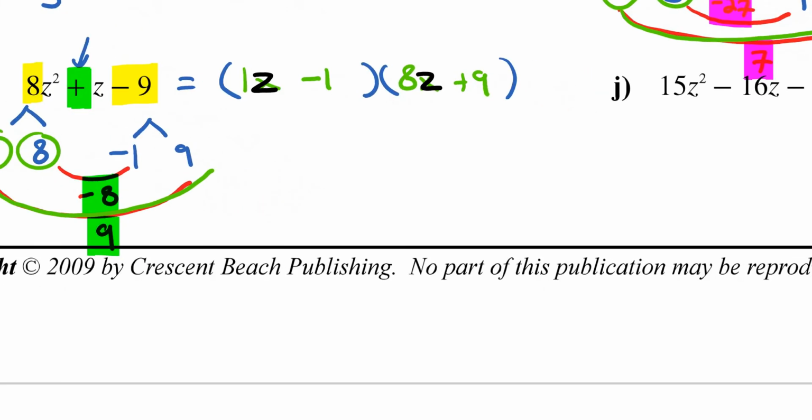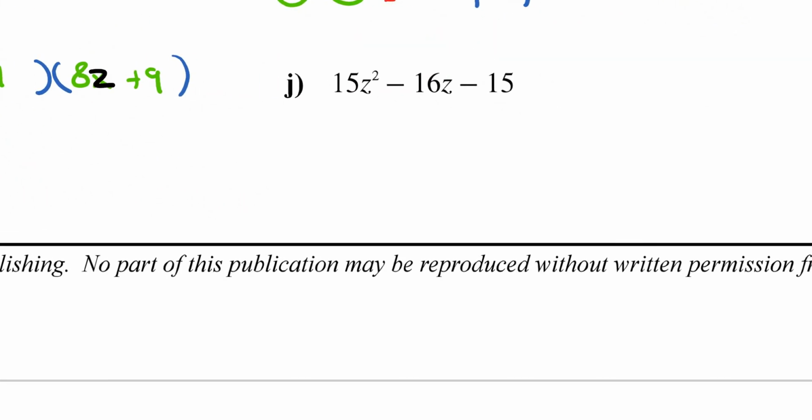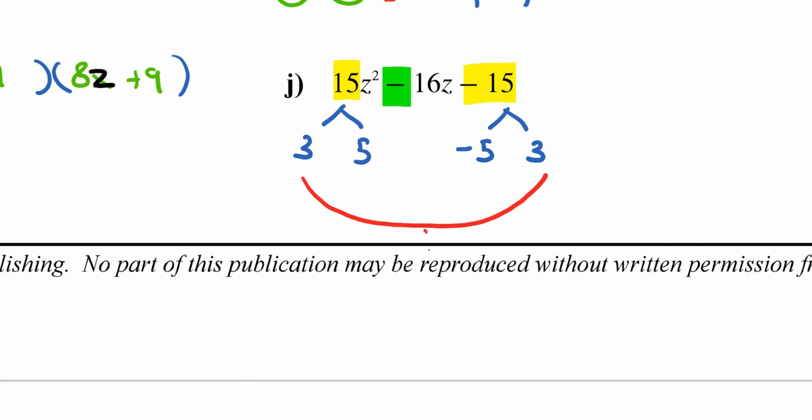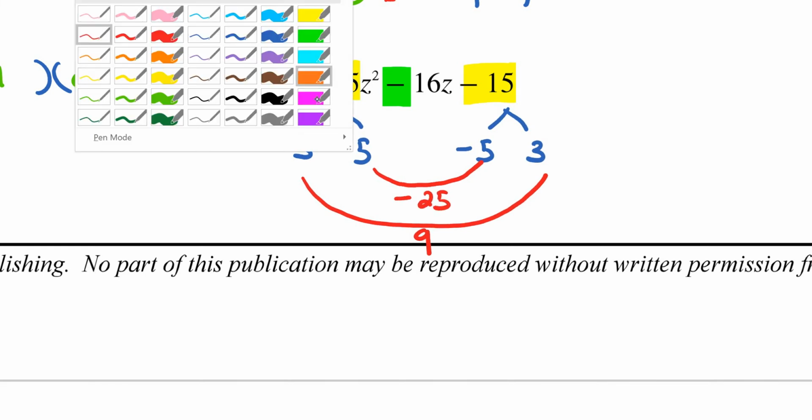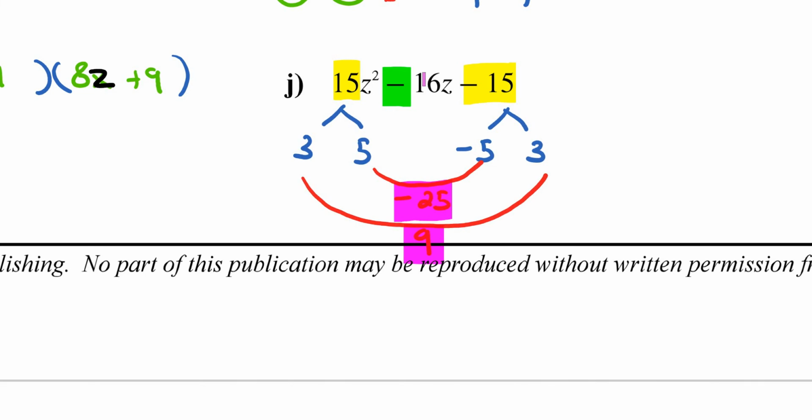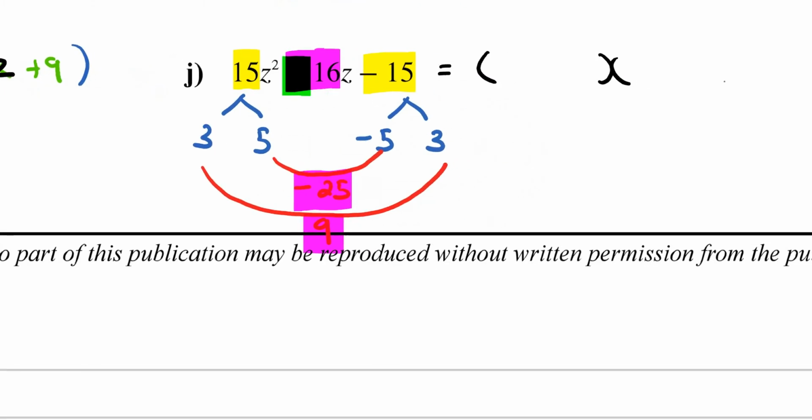Okay, let's move on to letter J here. Last one for this particular video. Okay, I have a 15 and I have a negative 15. So two numbers that multiply to 15, I'm thinking 3 and 5, and two numbers that multiply to negative 15. Now I have a minus sign in the middle, so one number will be negative and one number will be positive. So I'm thinking negative 5 and 3. Using the rainbow technique here, I've got a 9 there, and I have a negative 25. And if you go ahead and add negative 25 minus 9, I definitely get the negative 16. So that works, right? So let's go ahead and set the two brackets.